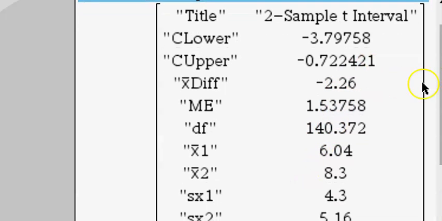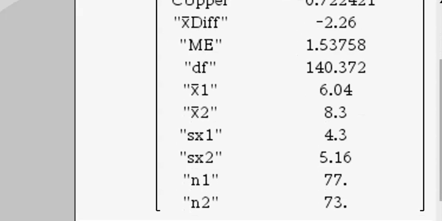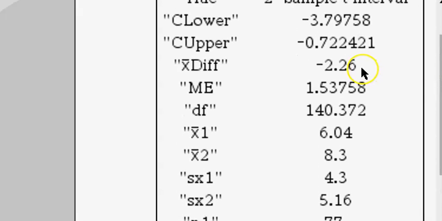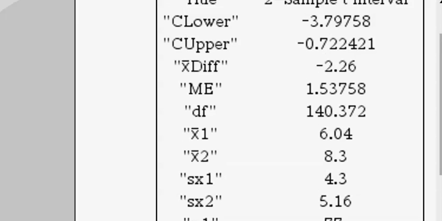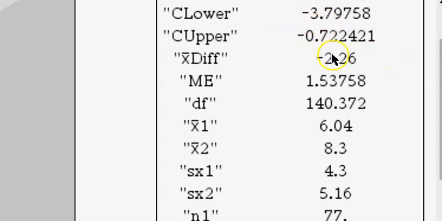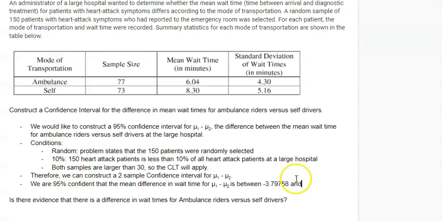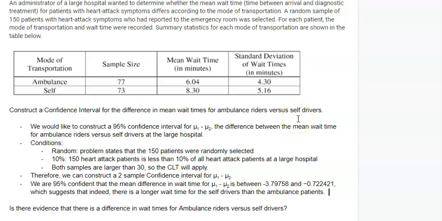We have a lower bound of negative 3.8 and an upper bound of negative 0.7. Now, what does that tell us? That tells us that we are 95% confident that the true difference in the means between the first population and the second population, the ambulance versus the self-drivers, is somewhere between negative 3.8 and negative 0.7, which means we are 95% confident that wait time for the first group was smaller than the wait time for the second group. There you go. Perfectly reasonable conclusion there.